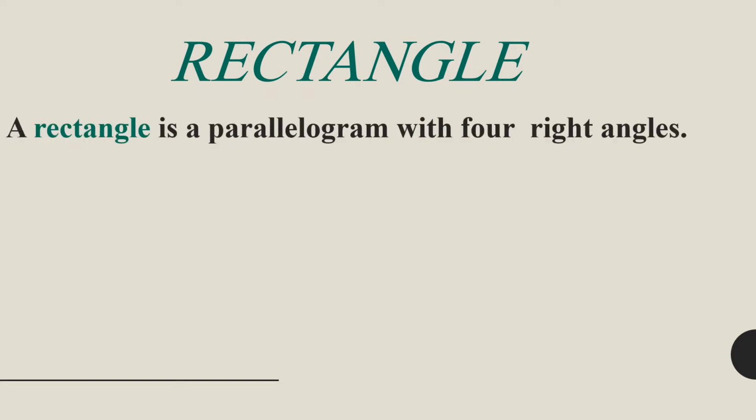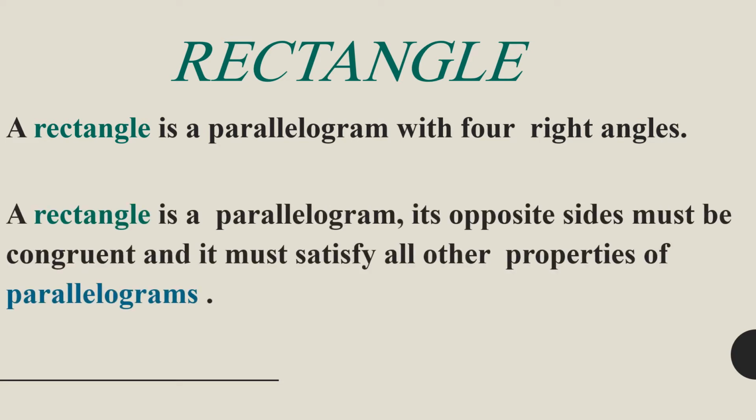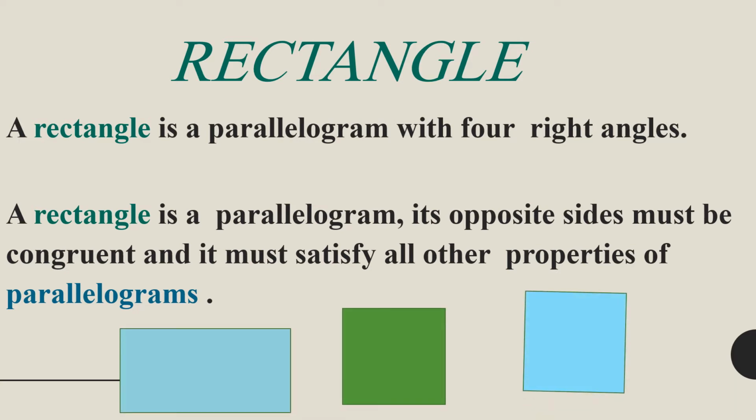Now let's know about the next quadrilateral, which is rectangle. A rectangle is a parallelogram with four right angles, which means a rectangle is a parallelogram. Its opposite sides must be congruent or equal, and it must satisfy all the other properties of a parallelogram. Now let's see some examples for rectangle.